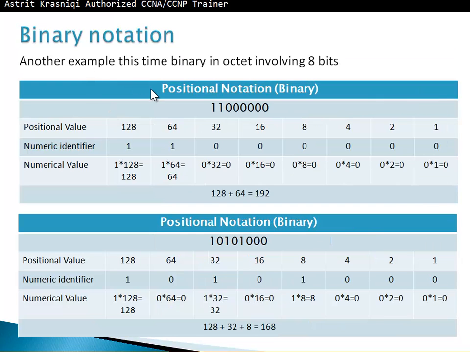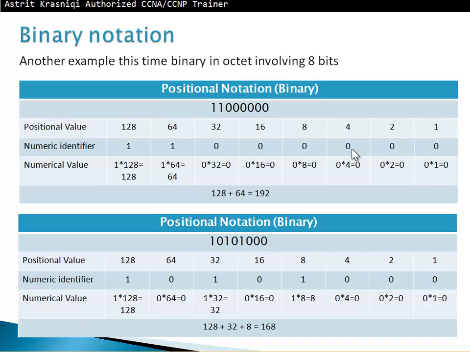Now we can take a few more examples, but this time we are using octets involving 8 bits. So for example, if we have 11000000, this one here represents 128. So the numbers go 1, 2, 4, 8, 16, 32, 64, and 128. We just place the ones and zeros on the table. So here, this number represents 128. This one here represents 64. And the rest are zeros.